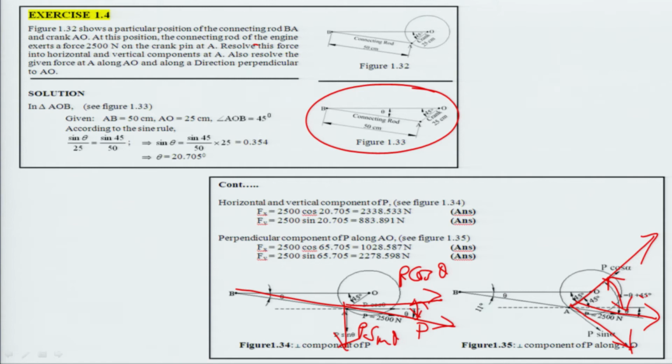So, this component is P times cos(theta plus 45), and this will be P sin(theta plus 45). With the help of this, what will be the value of theta plus 45? Theta plus 45 is 65.705. So, by putting in the value we can calculate.